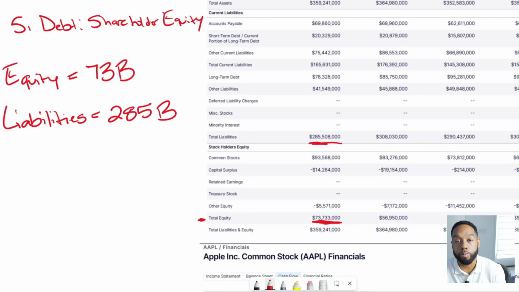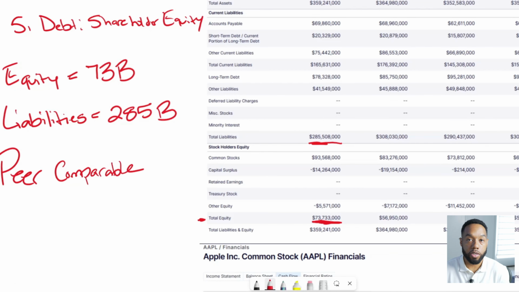Now, oftentimes when we're evaluating stocks, we want exact numbers and metrics, like, hey, how much should the exact ratio be? Instead of using exact ratios, I want to challenge you to understand the concept enough so that you can think freely, because every company is going to have different metrics. What I like to do is use a peer comparable, because different companies are going to have different amounts of debt and equity, and this ratio is going to change.